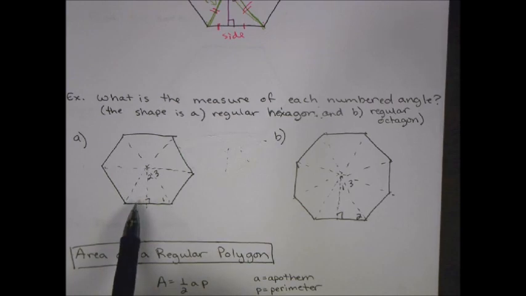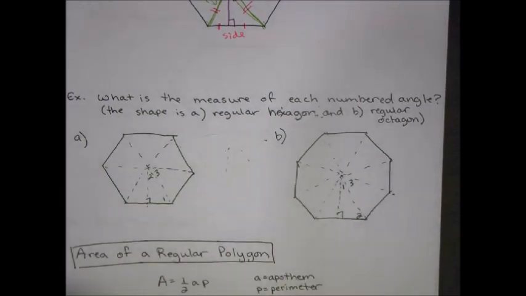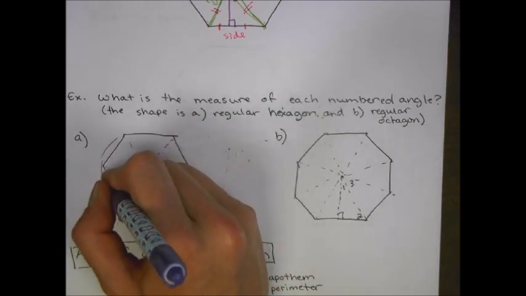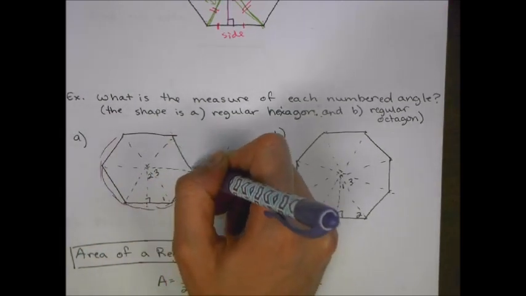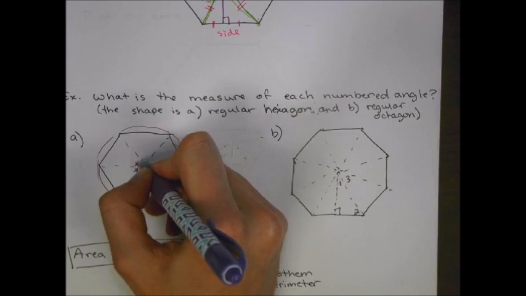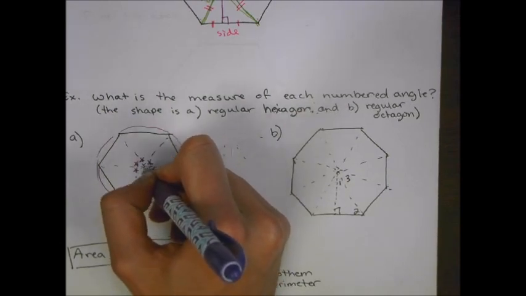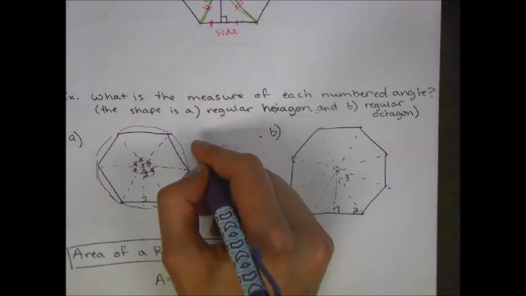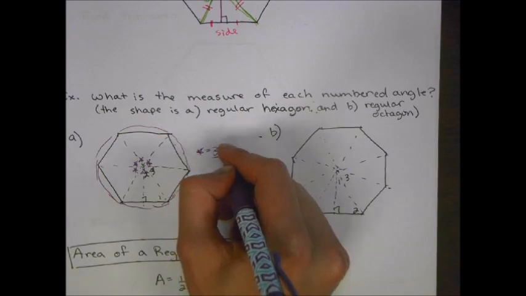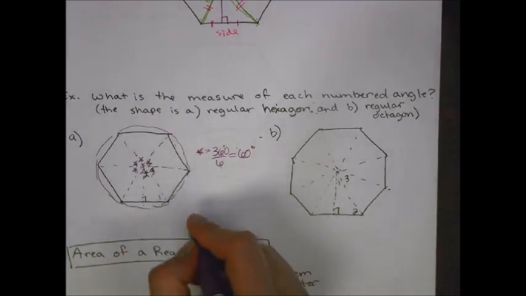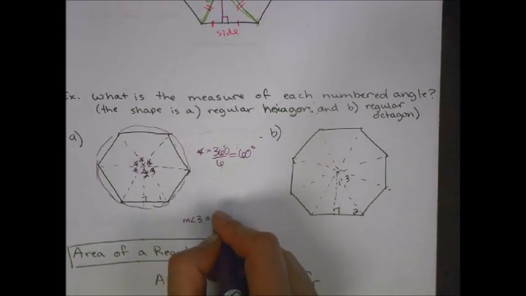So for A, we have a hexagon. A hexagon has 6 sides. What I want you to picture is we have a circle going all the way around. So all 6 of these angles should add up to 360. So to find one of these full angles, we're going to find angle star. We're going to do 360 divided by 6, which is 60 degrees. So if you look here, angle 3 is one of them. So the measure of angle 3 is 60 degrees.